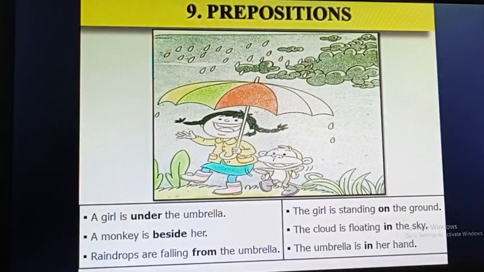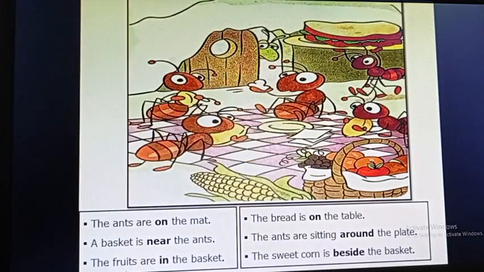So, the other day, when we had the live class on the Google Meet, we studied about the preposition. Lesson 9 of your book is about the preposition. We finished up to the umbrella. You see the last sentence, right side of the right box: The umbrella is in her hand. Up to this we had finished. Today, we'll go to the next slide. Look at the picture here.